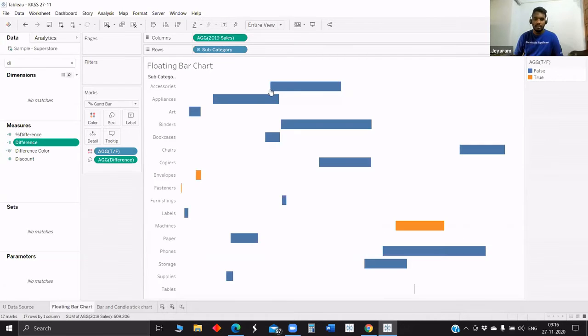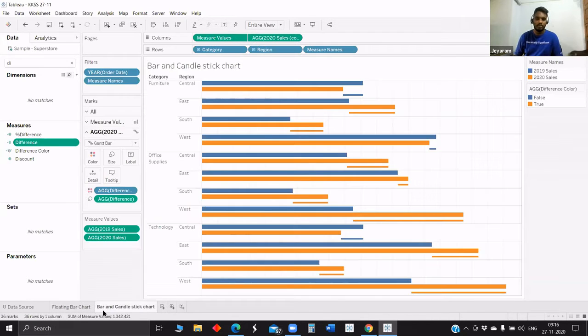Next, we have the floating bar chart. Here the leftmost is 2019 sales, and the rightmost is 2020 sales, and the length is nothing but the difference in sales, and it's colored. The green are the ones which have 2020 sales greater than 2019, and the blue are the ones which have lower sales compared to 2019. And these are the two visualizations I have for today. We will just see how to make them.